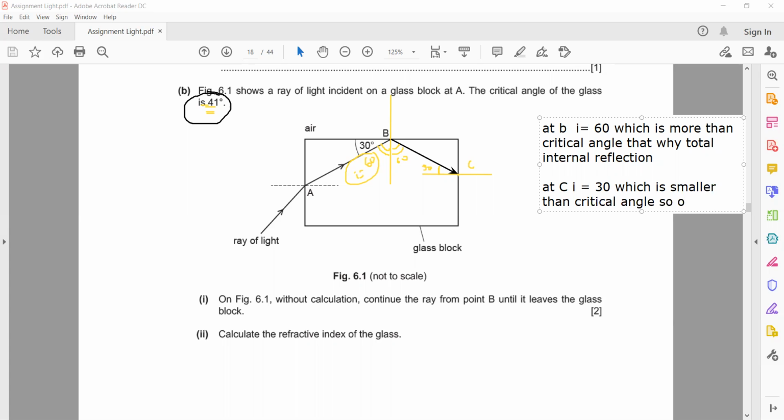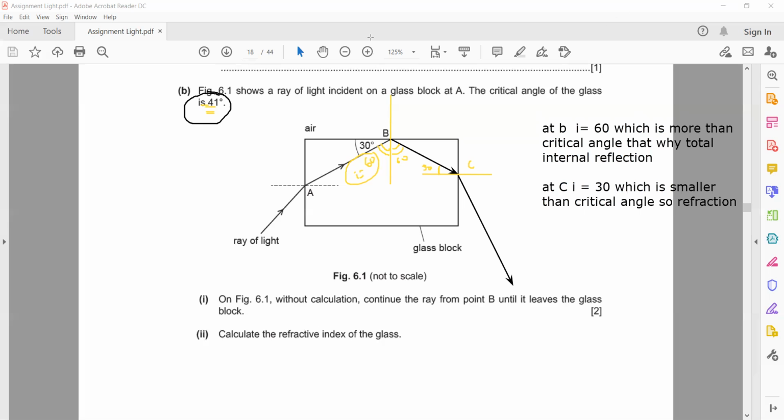So only refraction will occur. So what happened? Only a refraction will occur. It will just bend away from the normal, or it will go out from the surface, moving from glass to air. So this is the passage or the path. It's without calculation, just your idea or understanding you have to use.